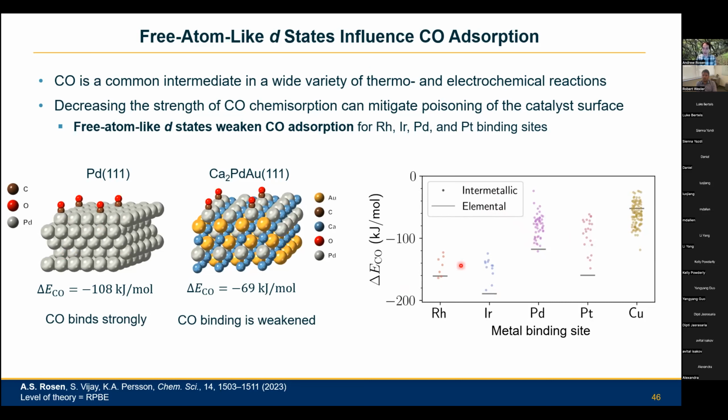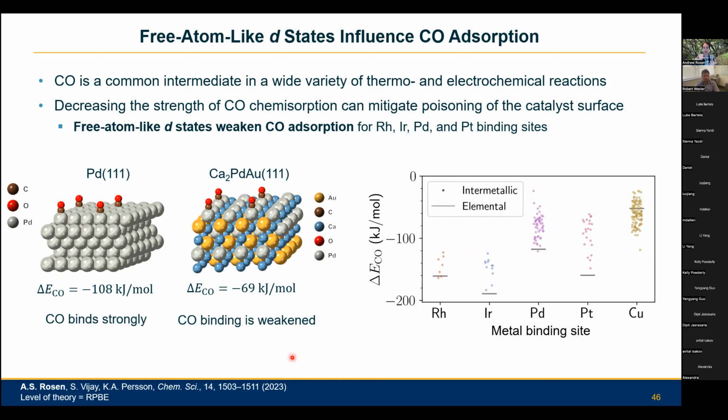And you can see for rhodium, iridium, palladium, and platinum binding sites, that CO is binding weaker in the free atom-like structures than in the elemental reference structure. Now, that's not necessarily true for copper. There are many complex reasons for why that is. Check out the paper for more details.